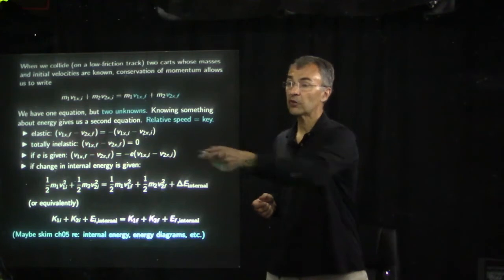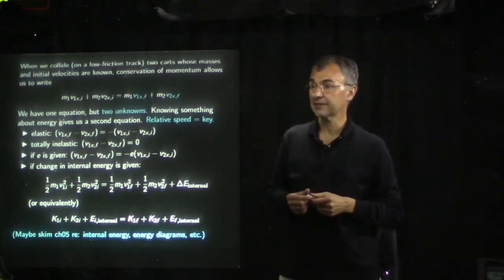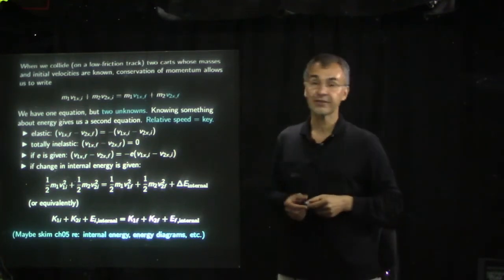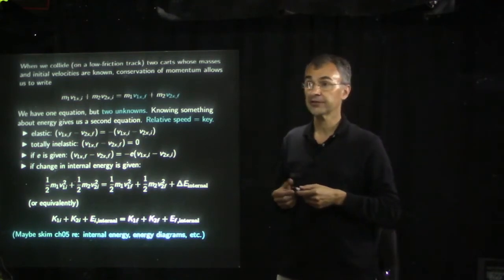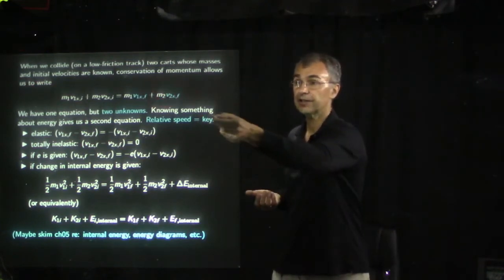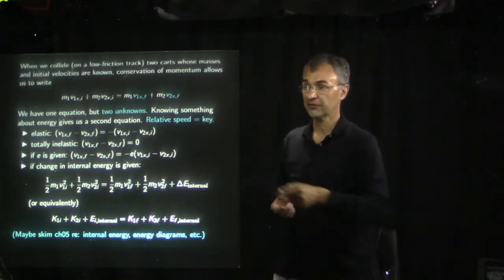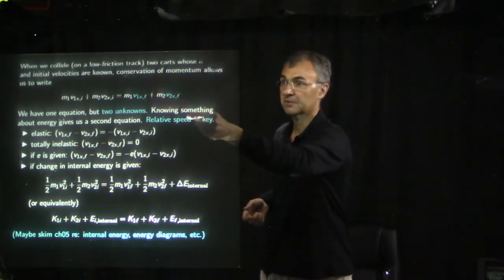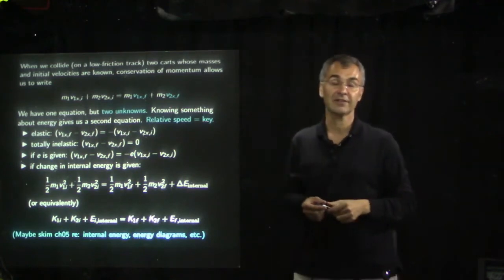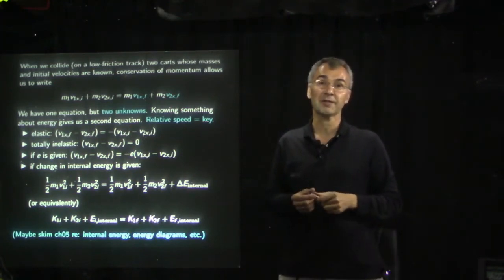If the collision is totally inelastic, this is my favorite kind, because then v1x final is just the same as v2x final, so there's only one final state variable, only one unknown, and you only need the momentum equation. So that's my favorite case, because the math comes out easily.